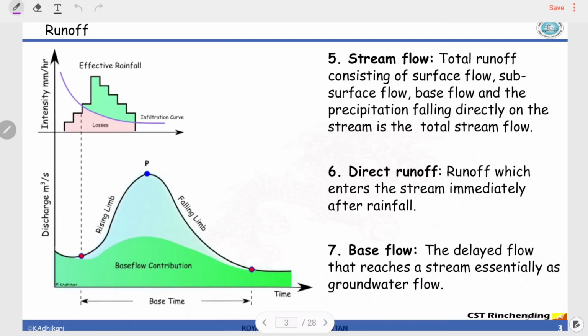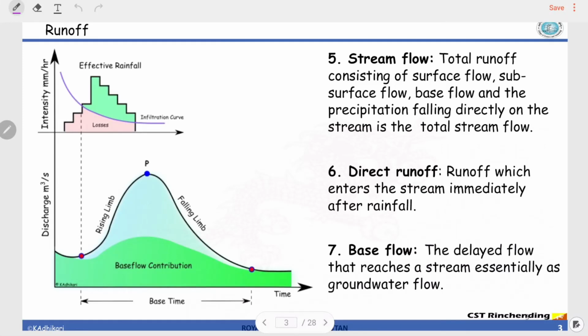Before we go further into the terminologies that we will be using frequently in this chapter, let's understand runoff as a process. After that, we are going to study the other terminologies, because it's important for us to understand the process. So let's start with the rainfall.